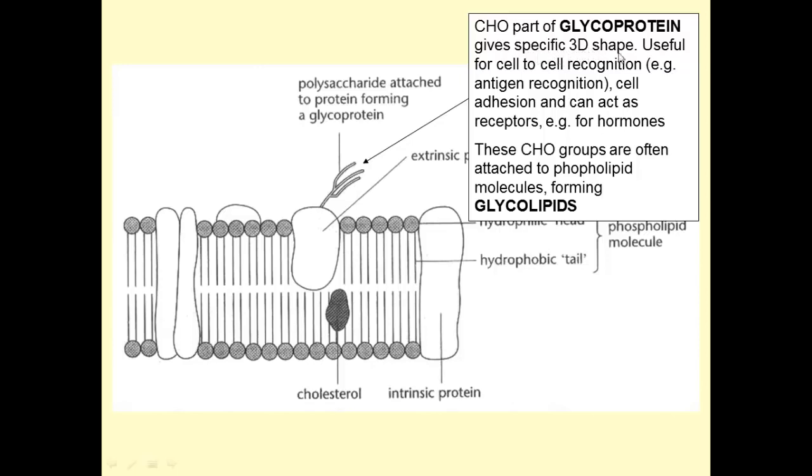and that gives this glycoprotein a very specific three-dimensional shape. Now that very specific three-dimensional shape is extremely useful for cell-to-cell recognition, such as for antigen recognition, cell adhesion, cells binding to other cells, and it can act as a receptor, such as for hormones. These carbohydrate groups are also sometimes attached not onto a protein, but onto a phospholipid. And so maybe you could draw another one like this. That would be a glycolipid. So that's one part. Glycoprotein, glycolipid.